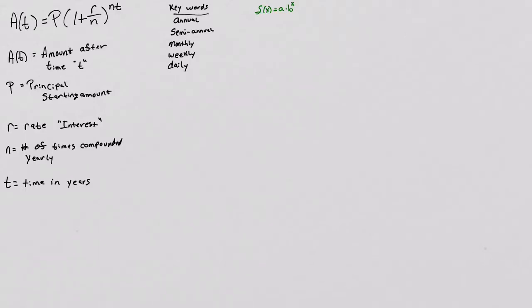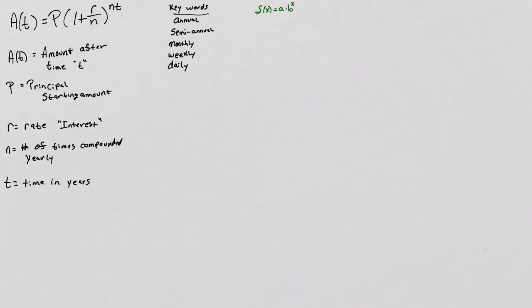Within the consumer mathematics, the first formula we're going to use is right here. A of t equals p times 1 plus r divided by n, all to the power of nt. A of t stands for the amount that you're going to have after the time t. The p is your principal, or your starting amount. How much do you start with? Your r is your rate. Normally with these, it's going to be an interest rate. You have to be careful of the word depreciation, though, because depreciation will actually make your interest rate negative.